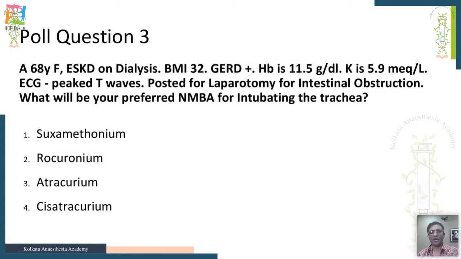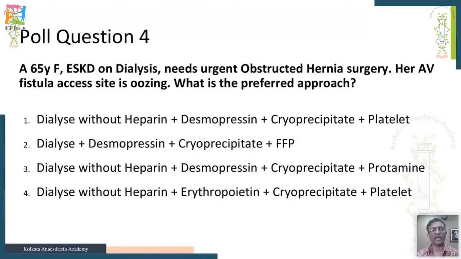So you need to have a rapid sequence induction and intubation. Potassium is high. ECG shows peaked T waves. The go-to muscle relaxant will be rocuronium. With cisatracurium or atracurium, you will not be able to do a rapid sequence within 60 to 90 seconds.